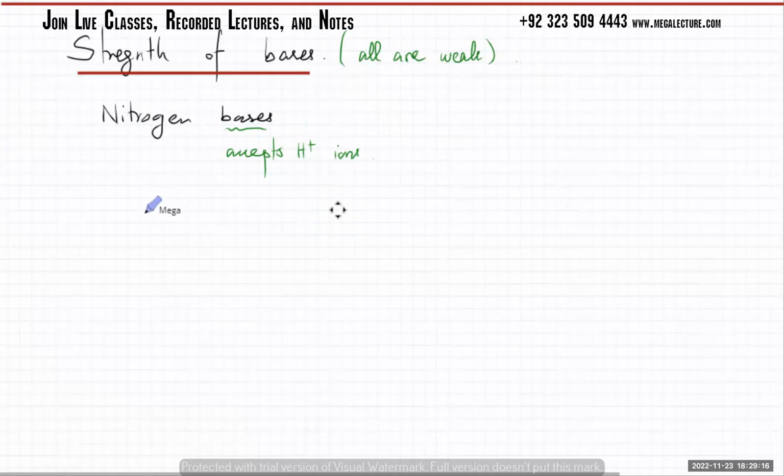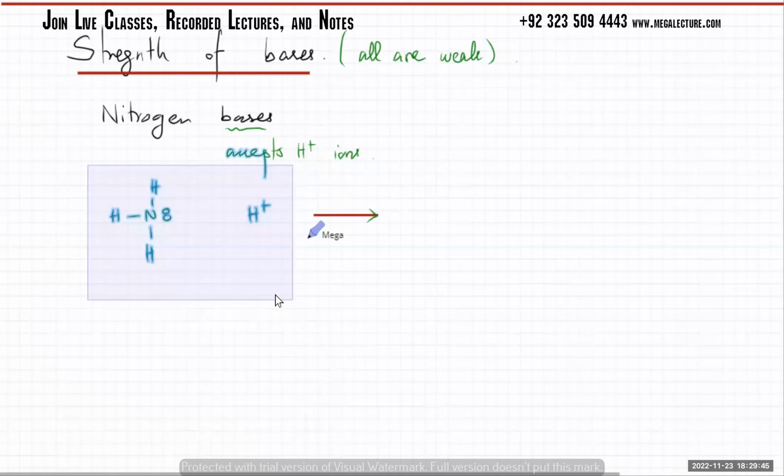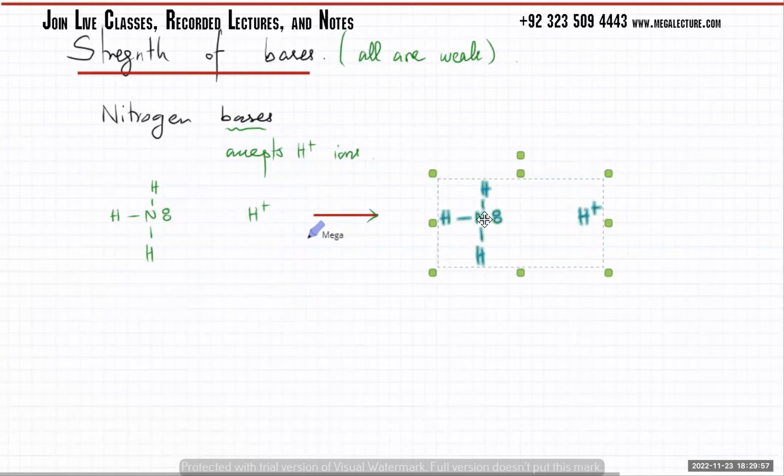Because let's pick the simple example of ammonia, NH3. So why is it a base? Because it's got lone pairs. And since it's got lone pairs, it's going to be attracting H plus 1 ions. These H plus 1 ions are going to get attracted to it, and they would end up forming a dative bond, a coordinate bond. Okay, so these two molecules will attract each other.